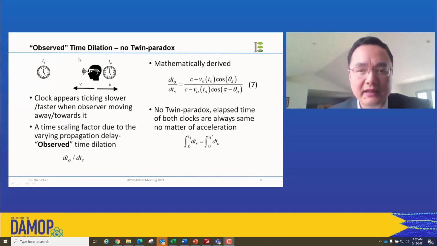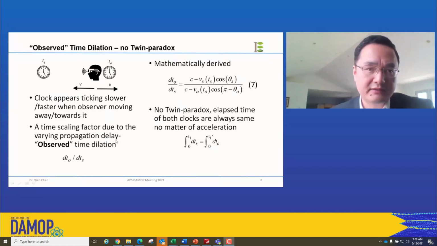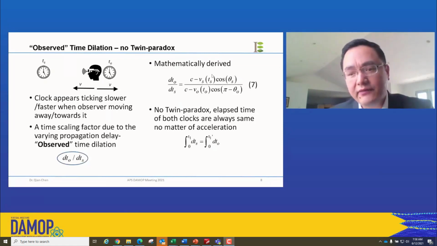And now let's talk about the observed time dilation and twin paradox. It's well known that a clock will appear to tick slower or faster if someone is moving away from or towards the clock, right? And the explanation is that it's just a time scaling factor, DTO divided by DTS. We call it observed time dilation just to avoid confusion with time dilation. And we mathematically derived the formula for this time scaling factor here.